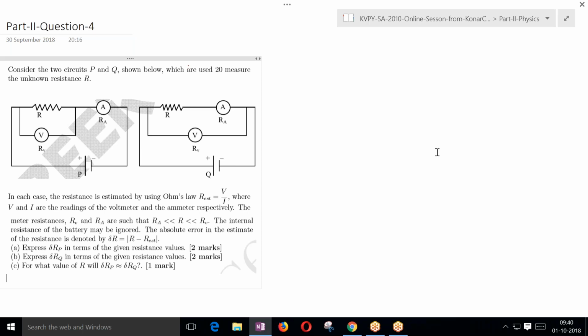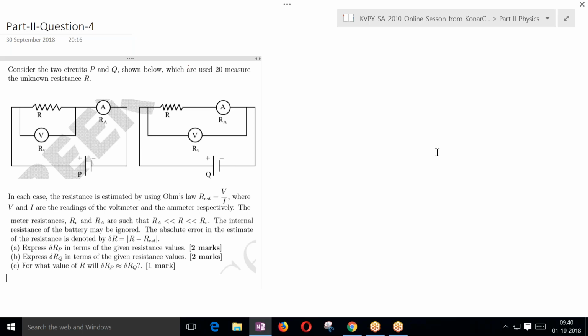The absolute error in the estimate of the resistance is denoted by delta R, which is the non-negative difference between R and R_EST. This is the information given, and from this we need to find delta R_P as a function of the given resistance values.